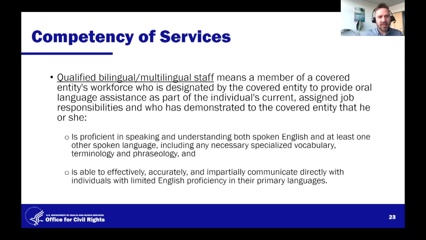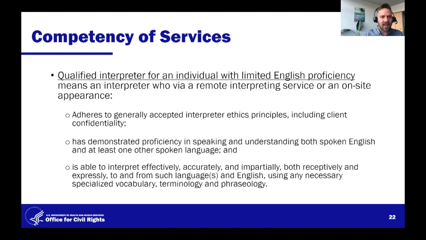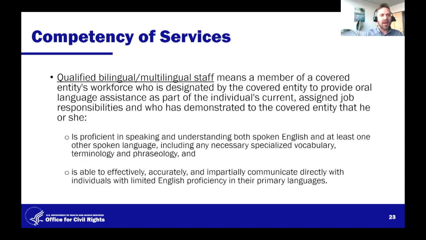So here we see that, if we go back, it's a slightly less exacting standard than what we would require of a qualified interpreter. But it allows people who may not do this professionally as their career to provide these services to patients.